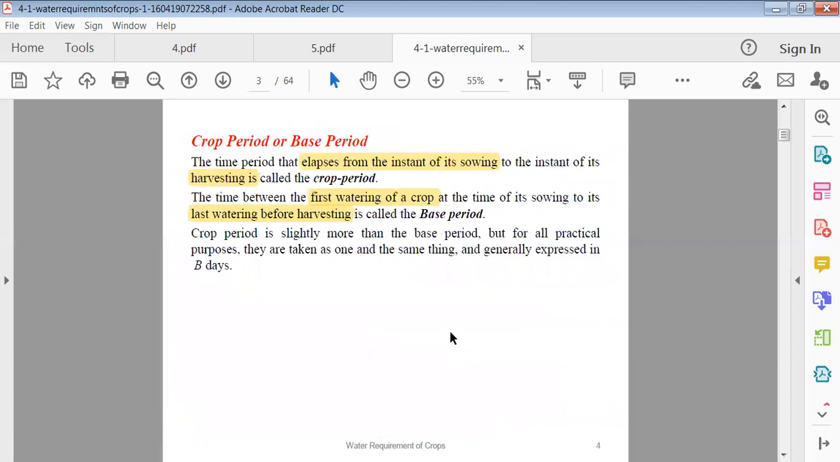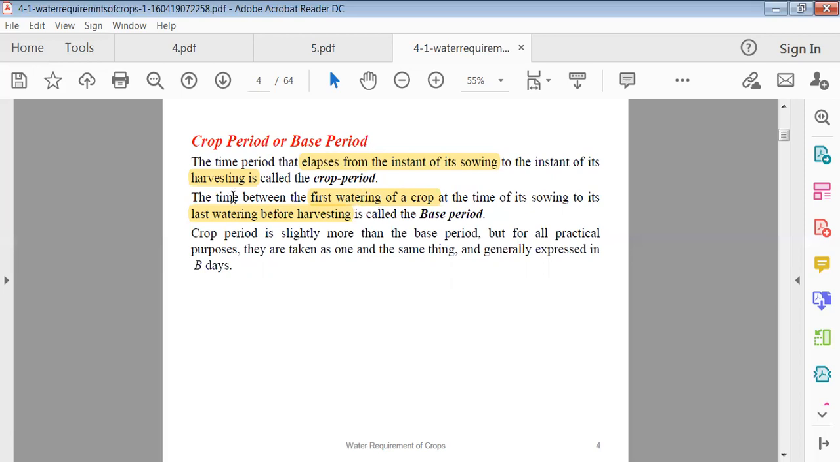There are quite a few terminologies, that is base period, duty, and delta. First let us study the base period, which is also called the crop period. Crop period is the time period that elapses from the instant of sowing of the crop to its harvesting. And the base period is more or less the same.